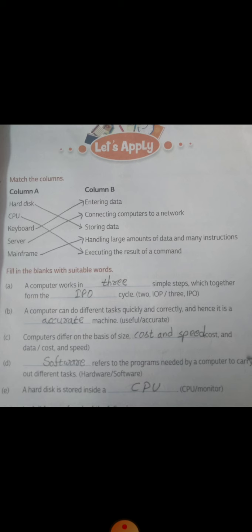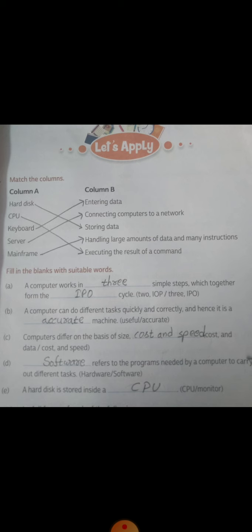In column A is given hard disk, CPU, keyboard, server, mainframe, and in column B: entering data, connecting computers to a network, storing data, handling large amount of data and many instructions, executing the result of a command. So we have to match the columns. Children, I have made it by giving arrow marks, but you have to write a hyphen and write it down in your notebook. So please give a hyphen when you match the columns.